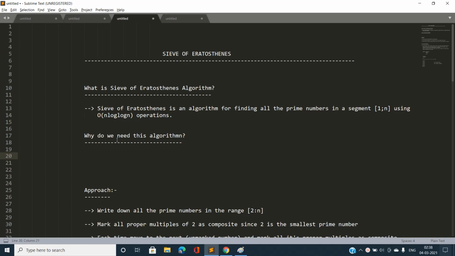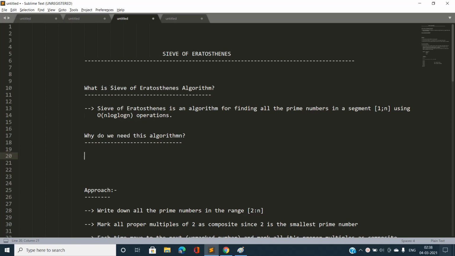Today I am going to discuss the topic Sieve of Eratosthenes, which is our third topic of the Algebra Fundamental series of competitive programming. So what is the Sieve of Eratosthenes algorithm, why are we going to use it, and where are we going to use it? Let's understand this. So let's begin.